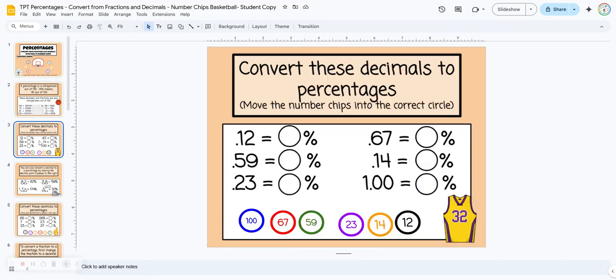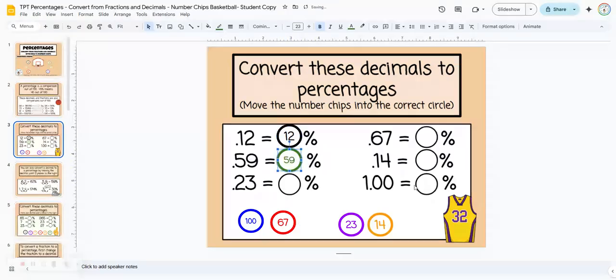So the next slide, students are going to be moving the number chips. So they move these around the screen. They just click and hold on the edge, and then they can move these into place. This slide's pretty simple. They get some practice moving the number chips, and they're going to place them in the correct place, converting the decimal to the percentage. So this is 12 hundredths, so that would be 12%. So they just move the 12, 59 hundredths, 59%, and so on, and then 1 whole is 100%.